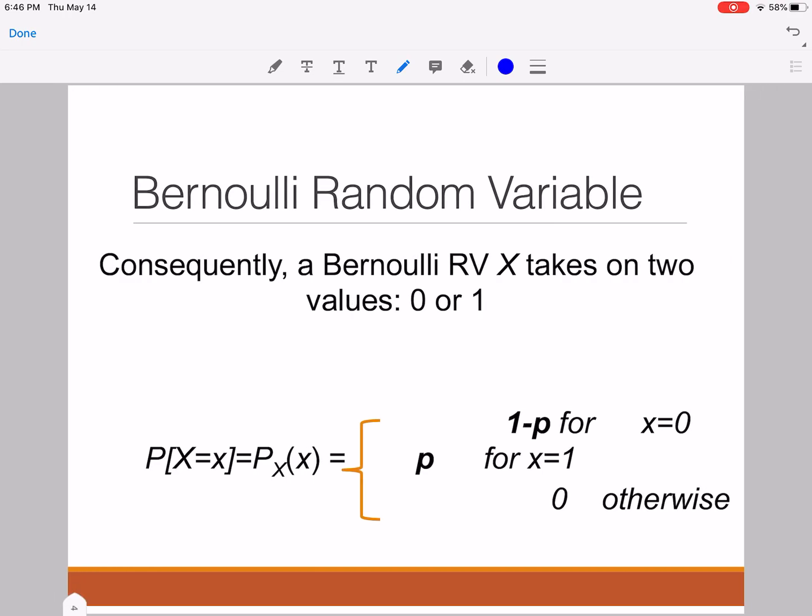Bernoulli random variables help us to model those engineering experiments that have exactly two outcomes. Either it's a success, in which case the Bernoulli random variable x takes a value 1, or it can be a failure where Bernoulli random variable x takes a value 0.